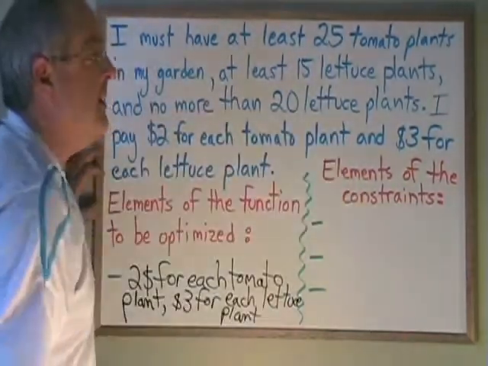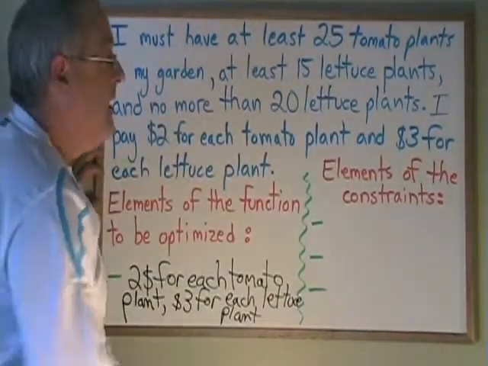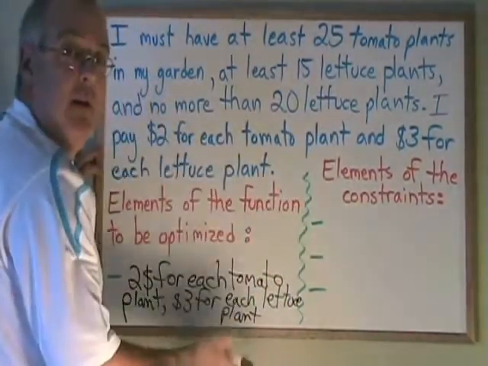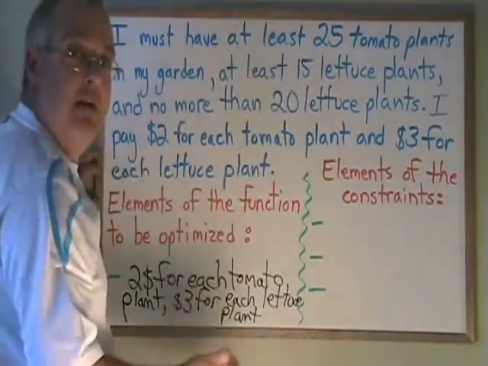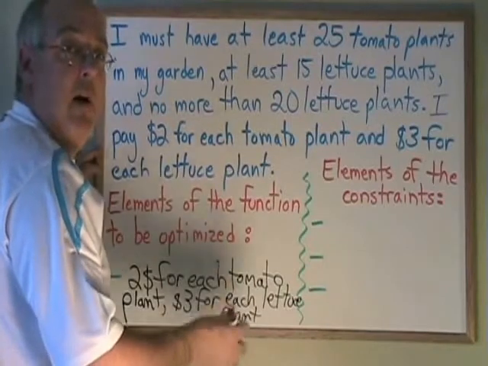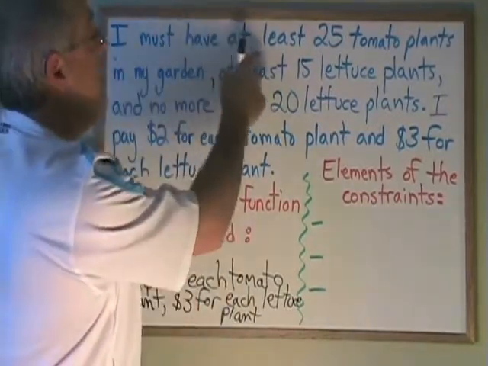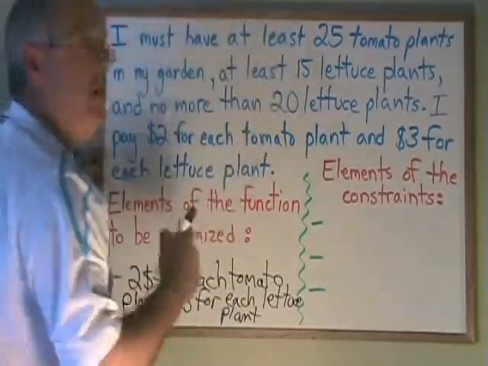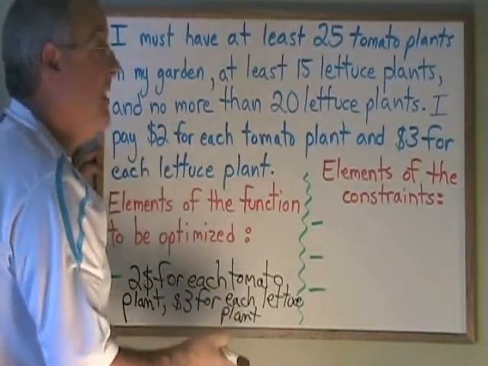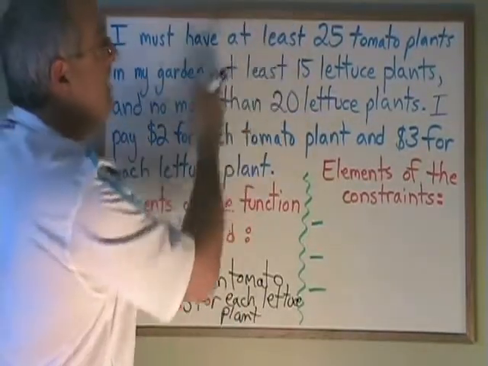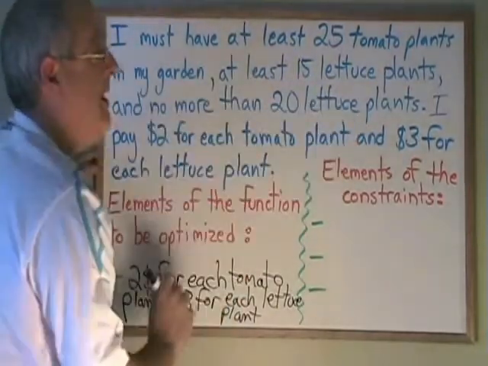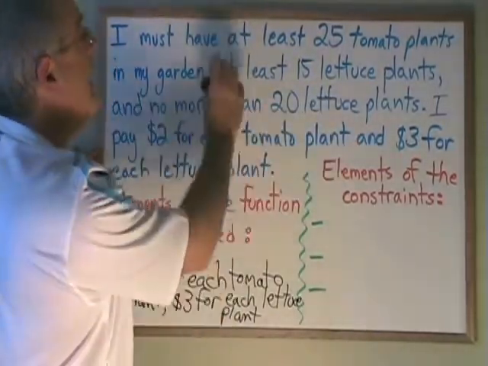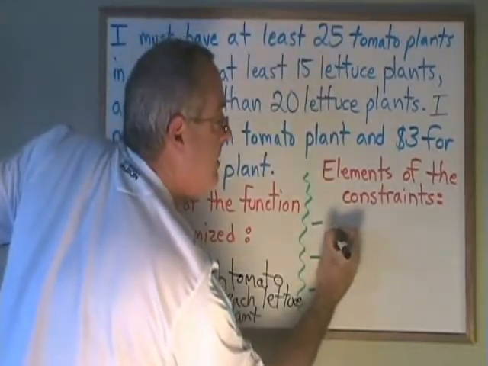Over here I'm being asked to give the elements of the constraints. The constraints are all the limits that are placed on my situation. All of the things that involve numbers that place limits around me, guiding my actions. They tend to have language like at least or no more than, and that helps us identify them. They are all of the things in the problem that have to do with numbers but do not have to do with the money. So here, at least 25 tomato plants is an element of one constraint.